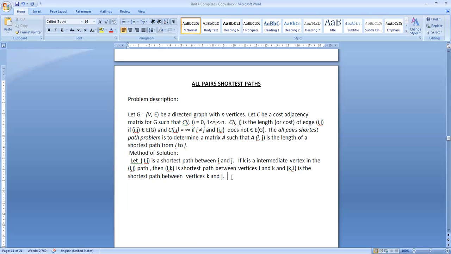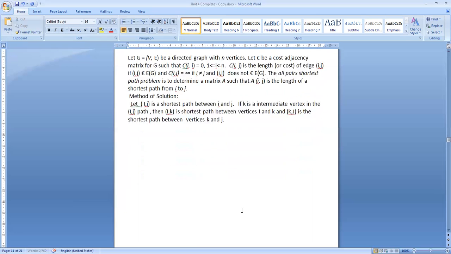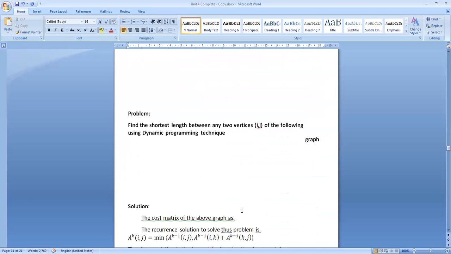As in the case of the multi-stage graph, in this shortest path problem also, we have a recurrence relation that helps us to improve the shortest path from one stage to the next stage. So what is the recurrence relation?